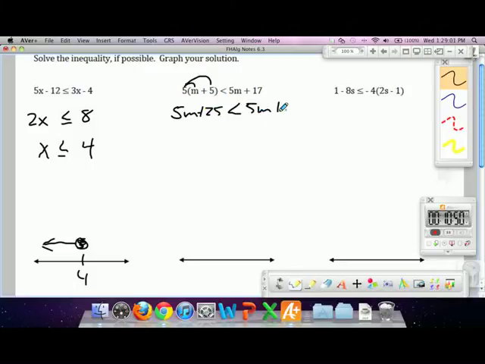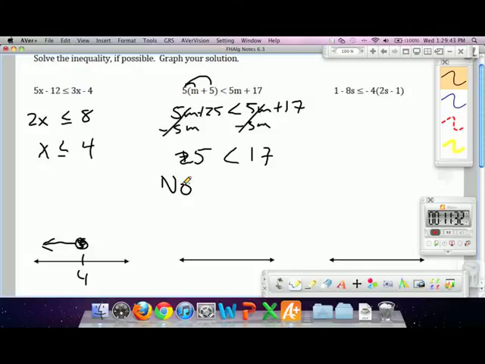Most of you said, well, okay, let's get the m's on one side, so I'll subtract 5m. 5m minus 5m is no m's. You say 0m or just 0. 0 plus anything is just itself, so we get this expression: 25 is less than 17. Is 25 less than 17? No. So are there any m's I could have chosen so this inequality is true? No. Therefore, there are no solutions to this.